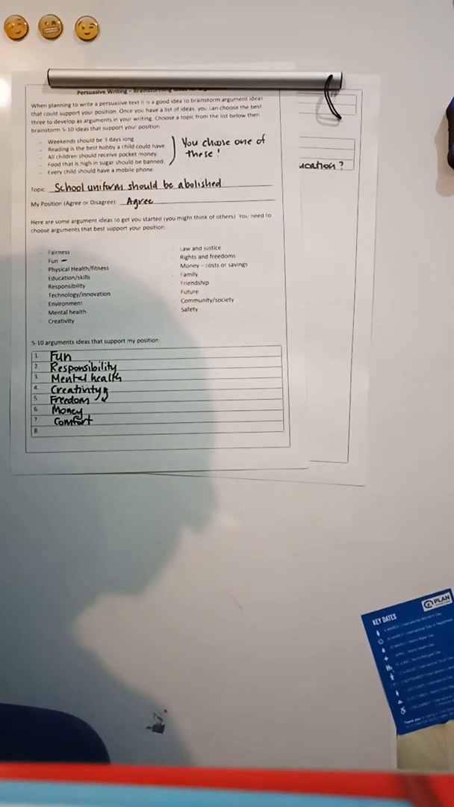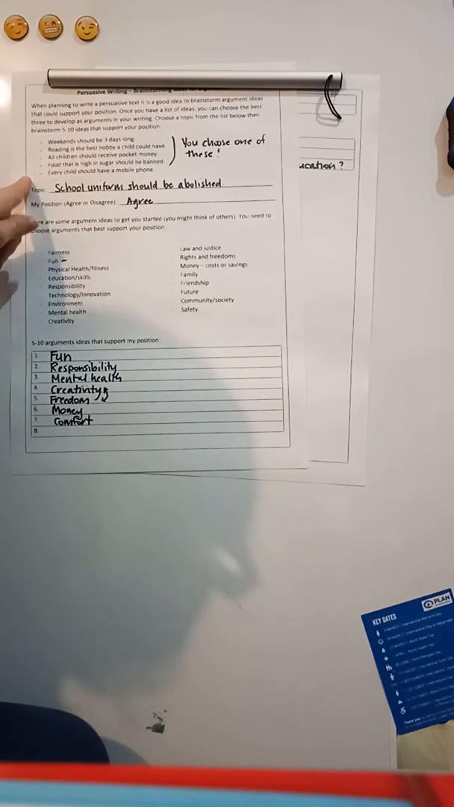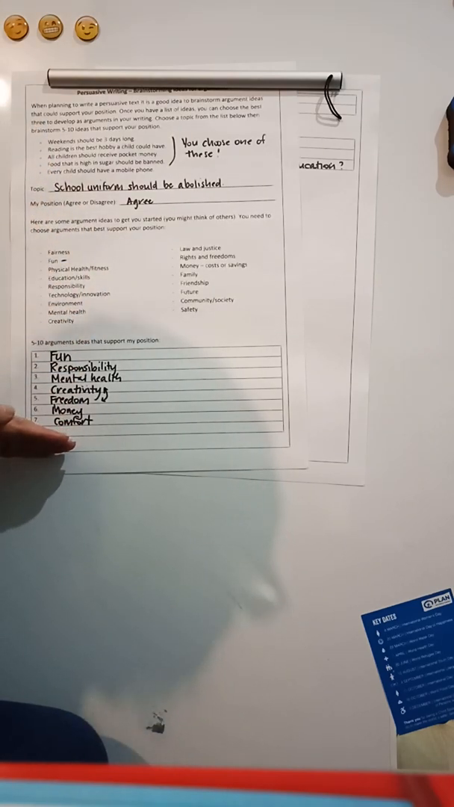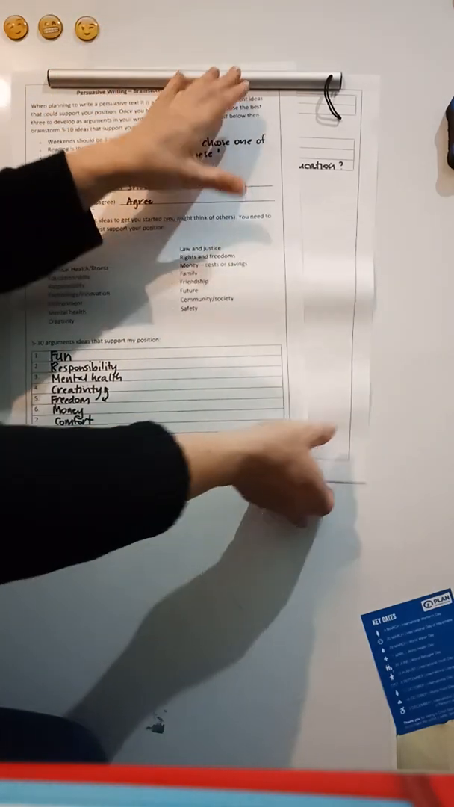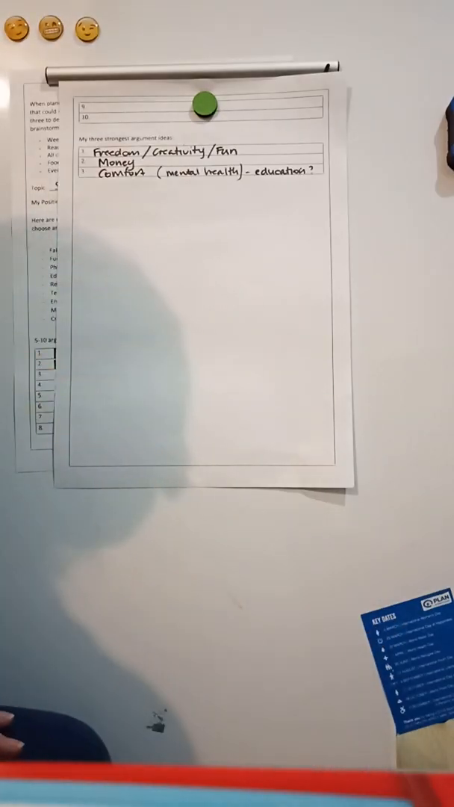The first thing you're going to need to do today is have a look back at the writing task you did on Thursday. So that was this task where you chose a topic, you brainstormed some argument ideas for that topic, and then you decided on your 3 strongest arguments. These are the ones you're going to use going forward as you write your persuasive text this week.